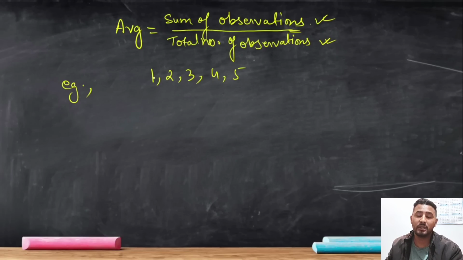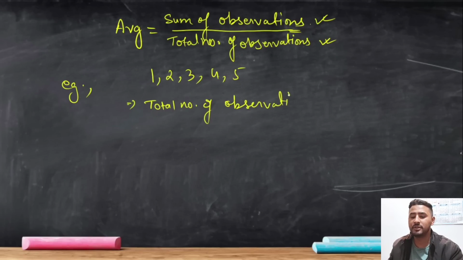Count the number of observations. How many observations do you have? 1, 2, 3, 4, 5. Let us term it like this: total number of observations. Can you count? 1, 2, 3, 4, 5. Let me take it like this: say the total number of observations is n. You can see there are 5 total numbers.